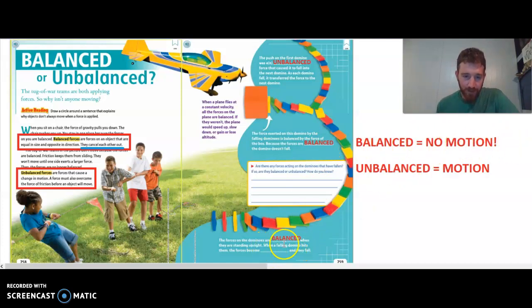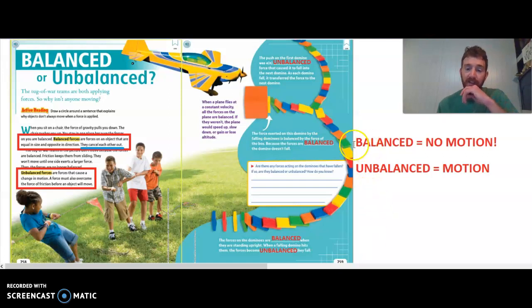When we get to the last part here, it says when a falling domino hits them, the force becomes blank and they fall. So if something's falling, it would of course be in motion. So like we said, unbalanced forces are what causes motion. So that must mean that here we've got unbalanced forces acting on the dominoes.